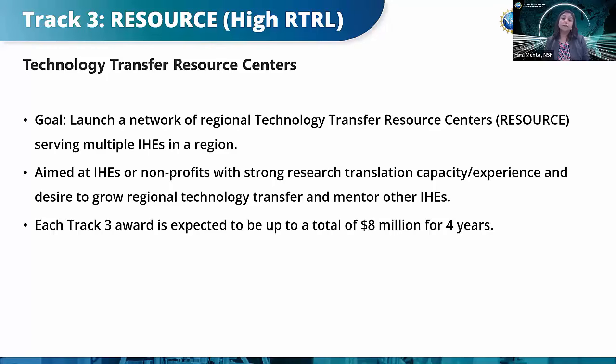And the beneficiaries for this track, as Pradeep had alluded to, are that these resource centers could be providing virtual tech transfer services in the region, and the beneficiaries could be any institute of higher education where there is a low to medium RTRL level. These beneficiary IHEs could be an ART awardee, or they may not have received any ART award. They can also benefit from these services, for example any community college. But the idea is that this resource center will build a network and grow that region and support all of the institutes of higher education in that region so that they can advance towards their goal of increasing their RTRL. A Track 3 award is expected to be up to $8 million for 4 years.